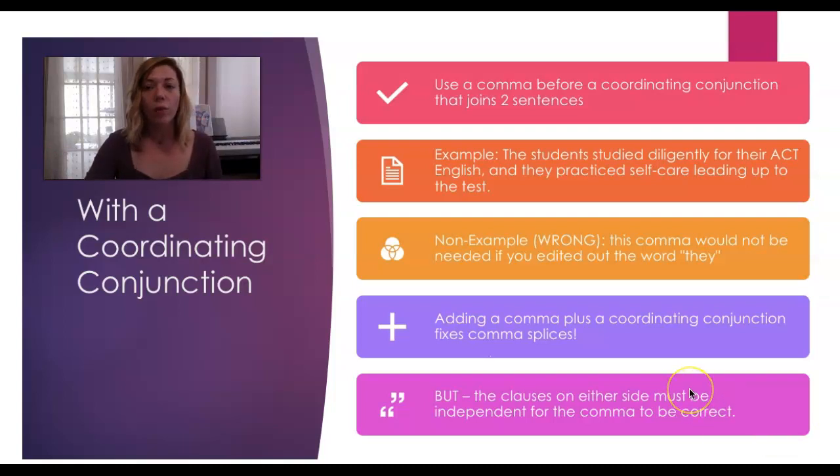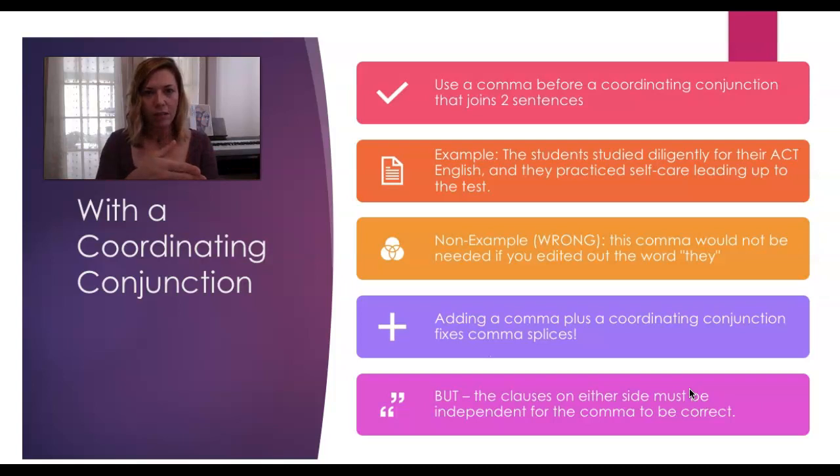We use a comma before a coordinating conjunction that joins 2 sentences, 2 independent clauses that can rent apartments on their own. Example, the students studied diligently for their ACT English, and they practiced self-care leading up to the test. So this bodes well for them. But if you look at it, the first clause is independent.